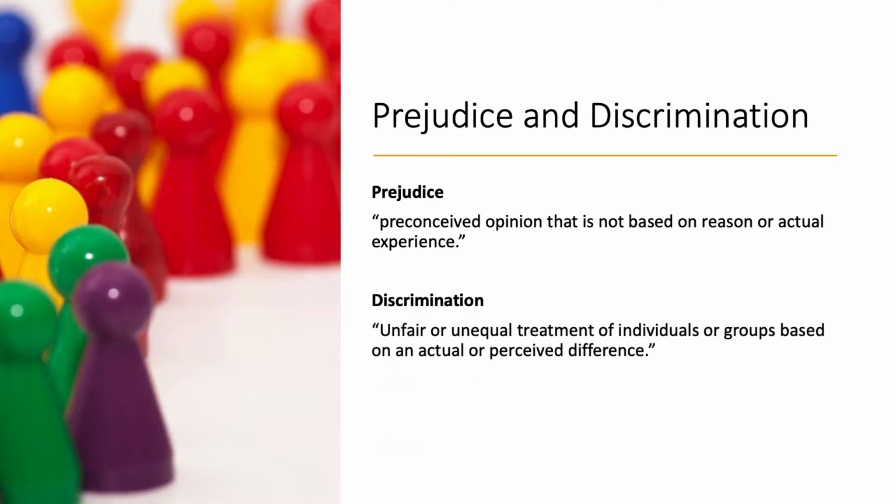So the term discrimination is when we actually act upon our prejudicial views and we treat people unfairly or unequally based on an actual or perceived difference. So we see somebody and we might make an assumption that they are different. We then treat them unfairly or unequally because of that assumption we've made. That then becomes discrimination. Okay, and again, that's from Thompson 2012, Anti-Discriminatory Practice. So there's some more key terms for you: prejudice and discrimination.